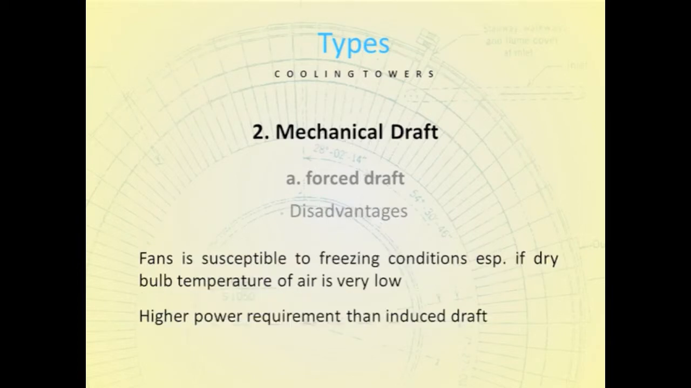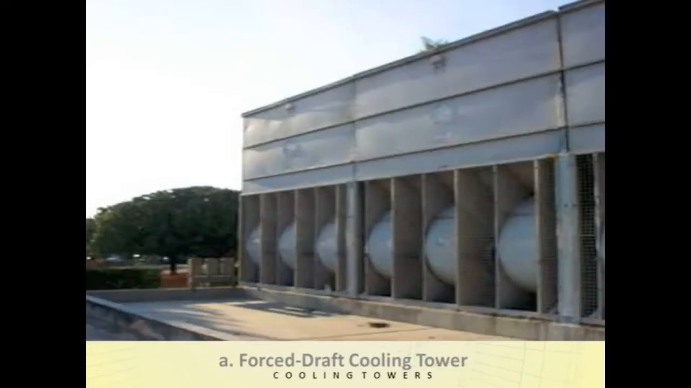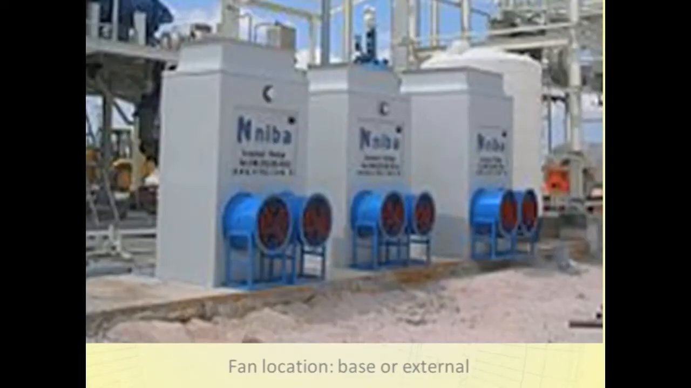The fans, however, are more susceptible to freezing conditions, especially if the dry bulb temperature of air is very low. Also, higher power is required to run a forced draft cooling tower versus an induced draft cooling tower. Here are some pictures of forced draft cooling towers. You can notice from the pictures that the fans can either be located at the bottom of the tower or protruding externally from the side of the tower.